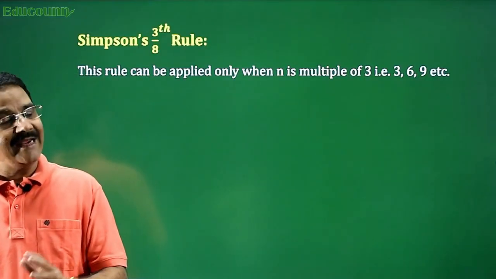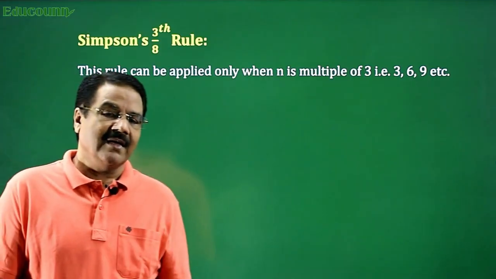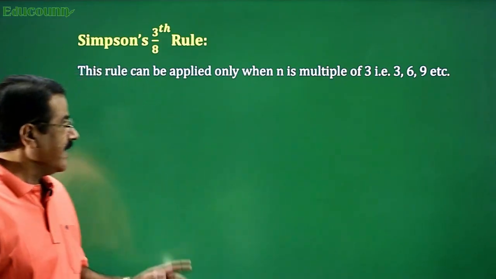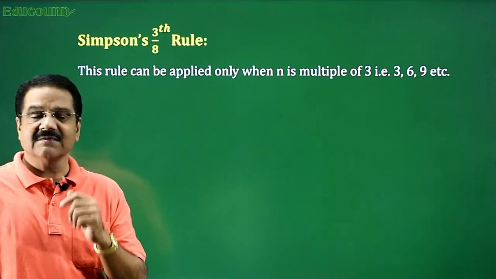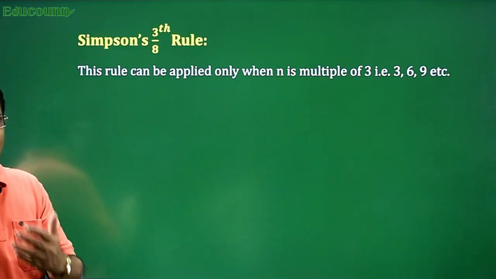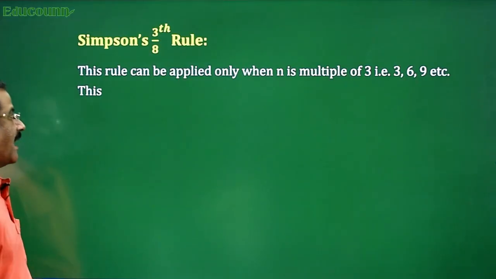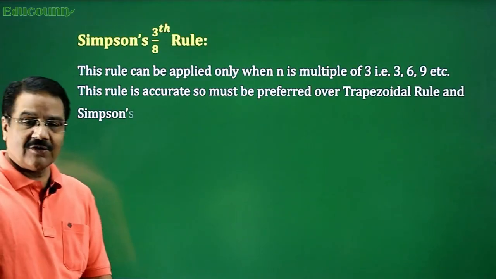As we discussed earlier, the trapezoidal rule can be applied anytime. Simpson's 1/3 rule is applicable only when n is even, and this rule is applicable when n is a multiple of 3, meaning it can be 3, 6, 9, 12, 15, etc. This is one of the accurate rules and must be preferred over the trapezoidal rule.